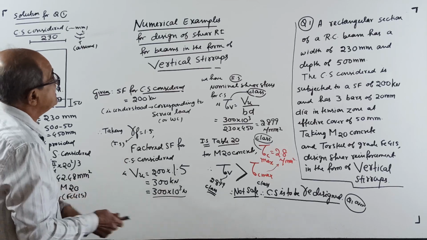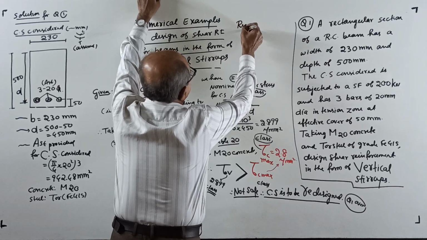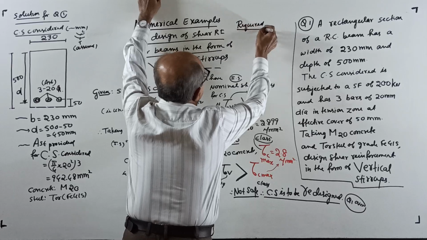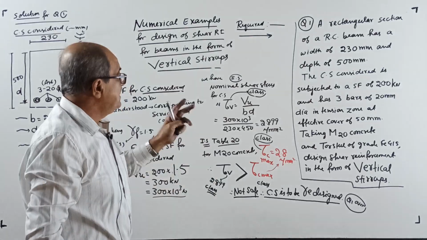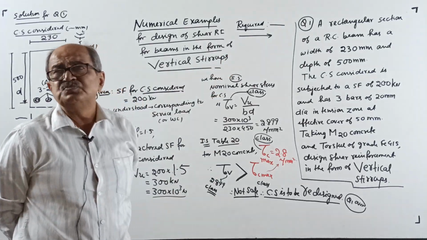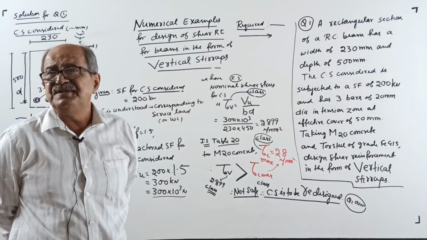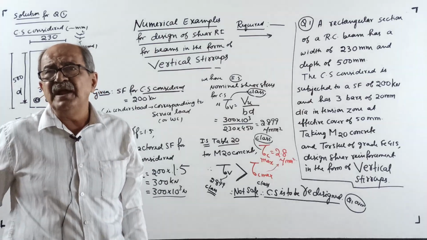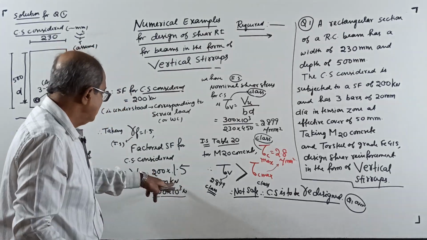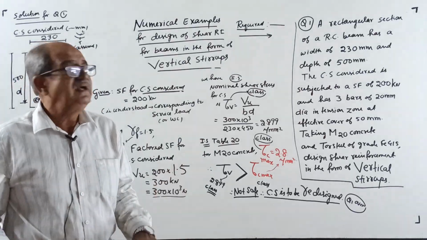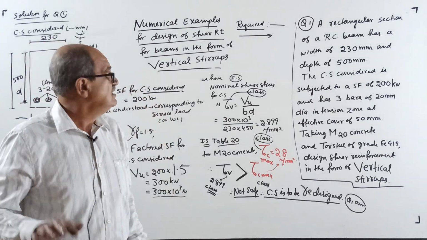I forgot to write one thing. I will dictate here, you write here. Required: to design shear reinforcement for the cross section given in the form of vertical stirrups when the cross section is subjected to a factored shear force of 300 kilonewton. Write the statement. Next time I will write it. Okay, start. What procedure I have given? Follow the procedure. Now I won't waste time.